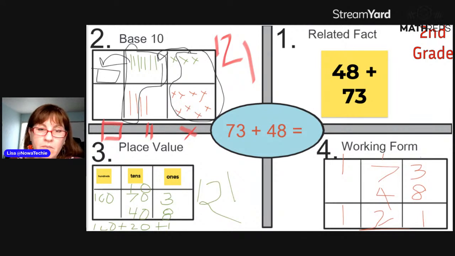We also looked at the place value model as well. And so we did the 70 plus 3, 40 plus 8, and we did some of that adding as well. Now, the curriculum that my district has chosen uses something called working form. Please note that this is not a second grade standard. This looks very much like the standard algorithm. The standard in second grade simply states that they need to be able to do these models and see what the number representation looks like.